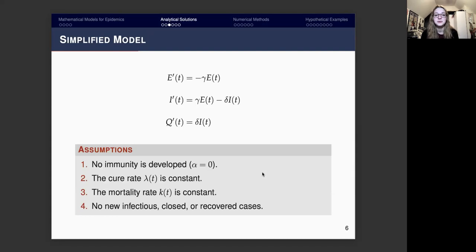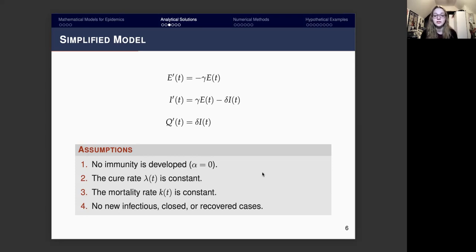So in order to find the analytical solutions for our model, we did create a simplified model since we were not able to find a solution for all 7 equations. So we simplified our model down into the exposed, infectious, and quarantine populations based on these 4 assumptions. We assume that no immunity is developed. The cure rate and the mortality rate are both constant, so we don't see any change over time in the rate for mortality and the cure rate. And also our last assumption is that we don't have any new infectious, closed, or recovered cases.